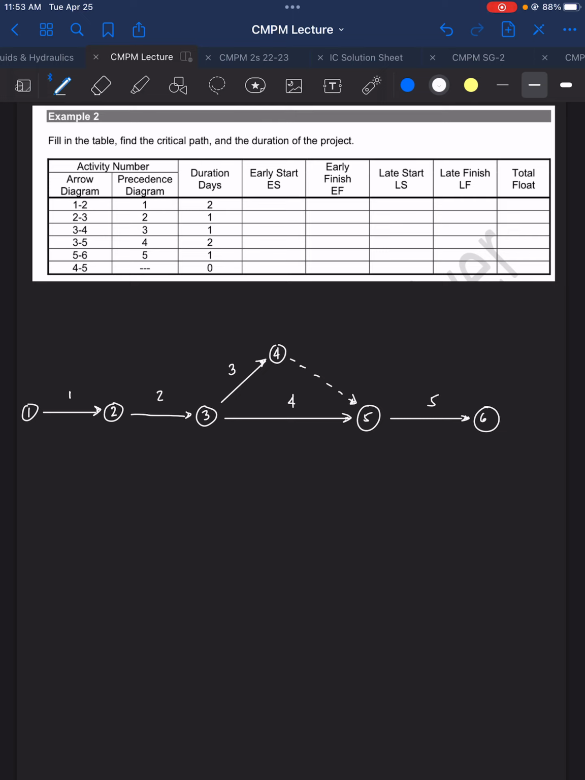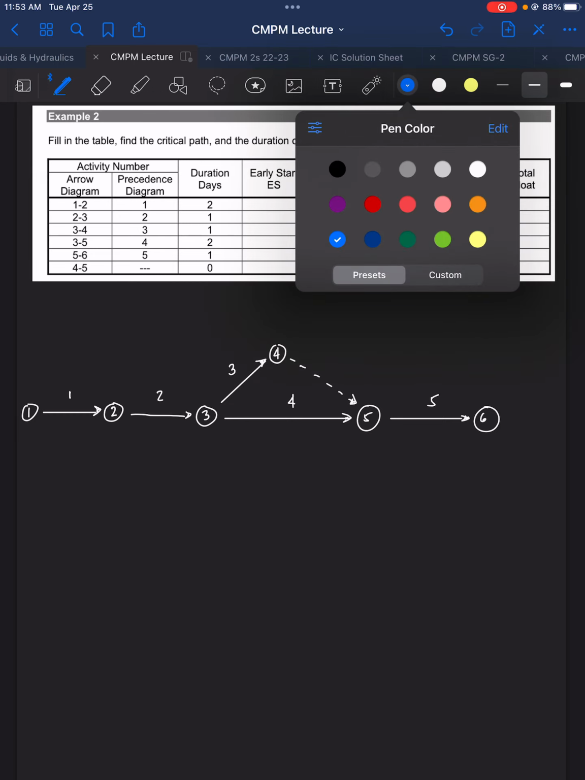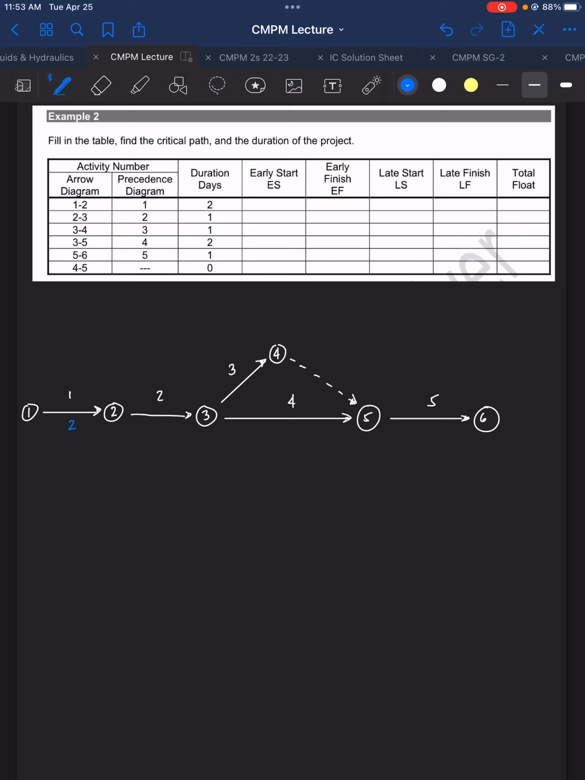Then we will put the duration just below it. So let's use a blue color. Here we have duration 2, 1, and then 3 to 4 has a 1 day duration, 3 to 5 has 2 days duration, and then 5 to 6 has 5 days. As for the dummy activity, there is no duration for this.